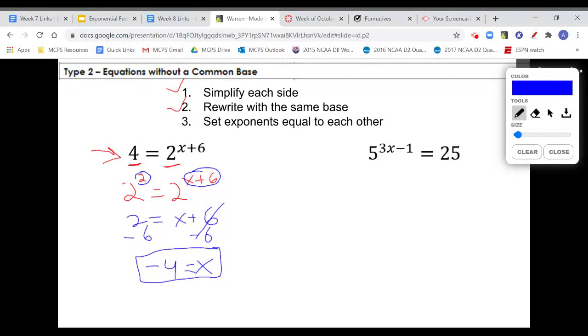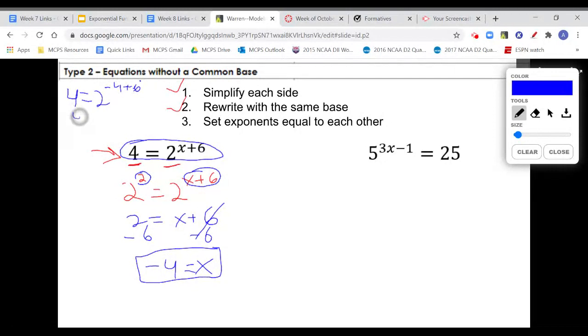Now with these problems, and I didn't do this before, if you ever want to check your work, you can always go back and do that. I can go ahead and plug negative 4 in for x. So I could check and see, do the two sides of the equation equal when I rewrite this original equation, but instead of x, I write negative 4.